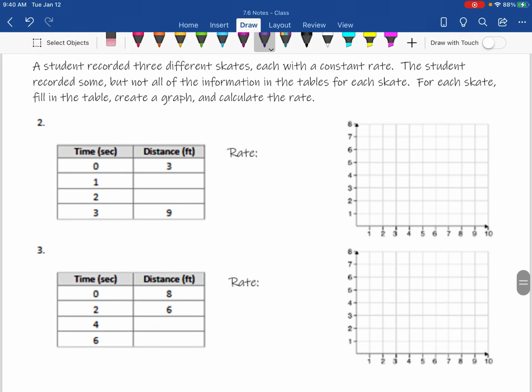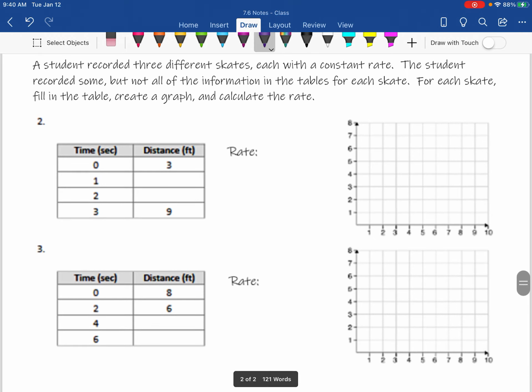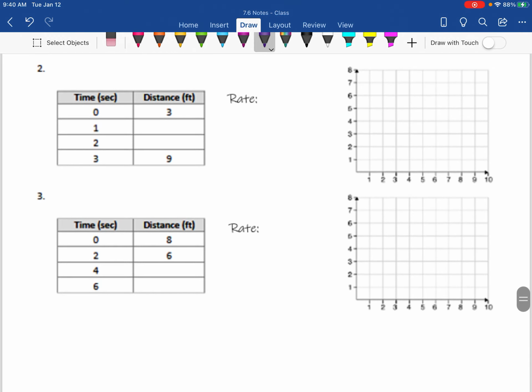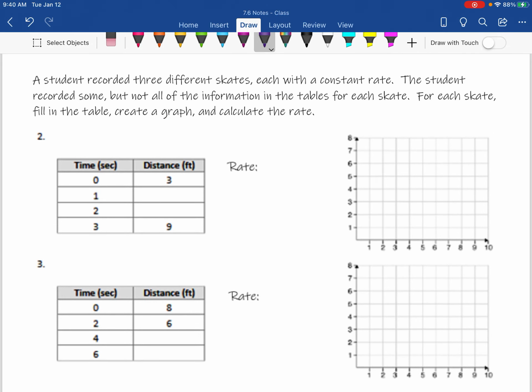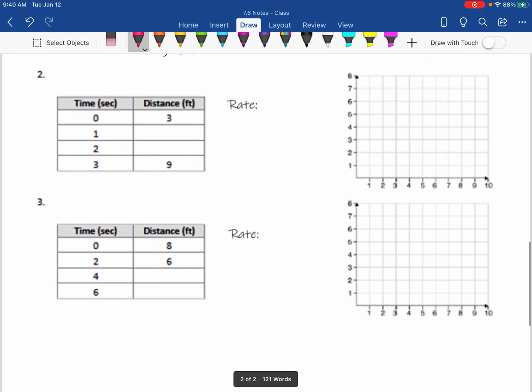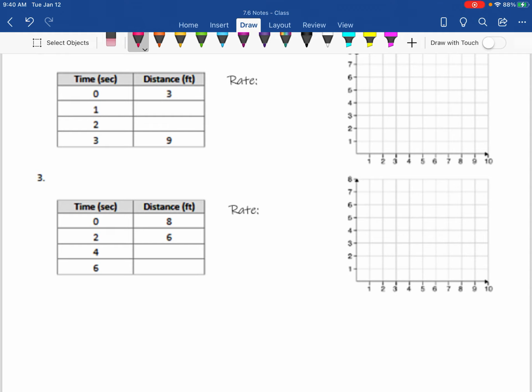Okay, so moving on to number 2. So basically you have someone who is running a motion detector for a skate, just like Terrence. They did not record all the data, but what we do know is that the rate is constant. So that being said, we should be able to fill in the table. We should be counting by the same change in y and the same change in x throughout our table.